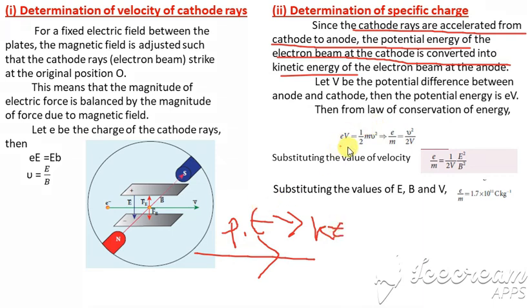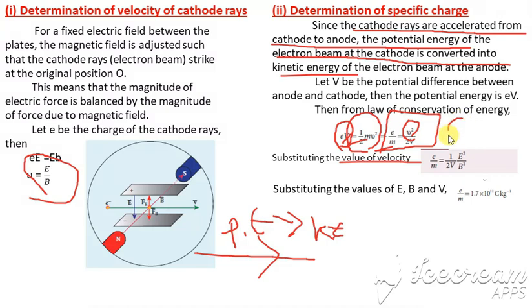So we can say that this potential and kinetic energy are equal. When you write the equation, for potential energy it is eV, and kinetic energy is equal to half mv square. Now bring this e down, m down, and also V we are bringing here. So we get e by m equal to v square by 2V. In this, substitute the value of v. What is v? v is equal to E divided by B. Substituting this value here, we get E square divided by B square, which is 1 by 2V into E square by B square.